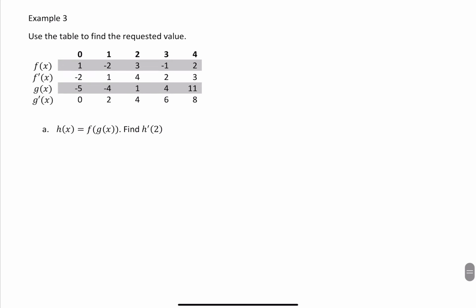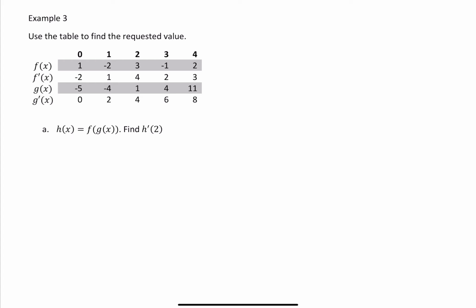So now example 3 is we're going to have a table of values and we're just going to find some derivatives based upon a function that we're given. So take a moment to look at the table. All right, so for part A, we have h of x is f of g of x, and we need to find h prime of 2. To find the derivative evaluated at 2, we first need the derivative function.